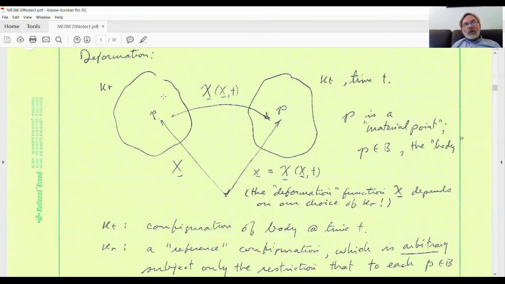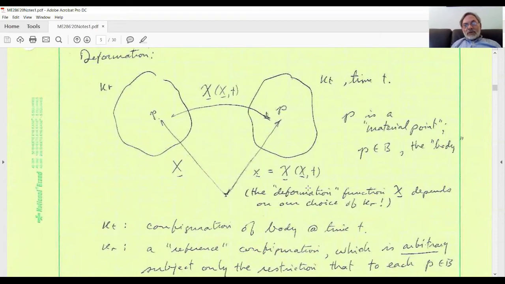For the purpose of analysis, it's useful to describe the motion relative to some fixed configuration that we call a reference configuration, kappa sub r, in which the position of the material point, the same material point P, is given by capital X. The objective then is to describe the mapping of this position into the position at time t. This we would call the deformation chi. So small x is a function chi of capital X and t.